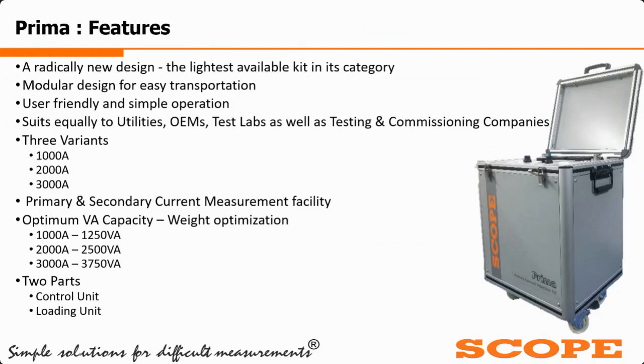As I said, we have optimized the VA capacity. For 1000 ampere, the capacity or burden of the instrument is 1250 VA only. For 2000 ampere, it is 2500 VA only, and for 3000 ampere, 3750 VA only. And we have manufactured this product in 2 parts, that is the control unit and the loading unit.